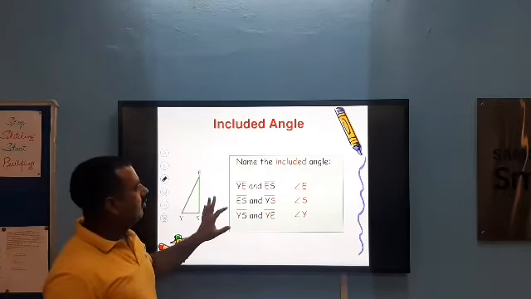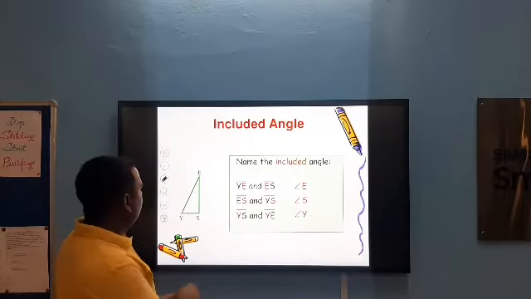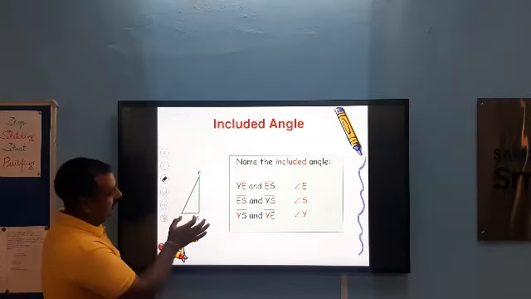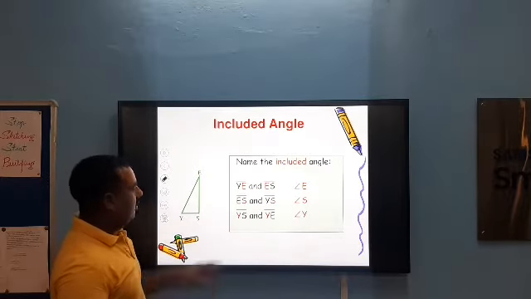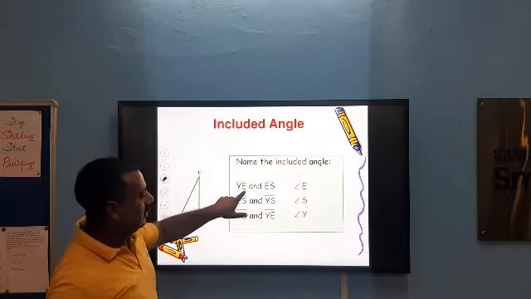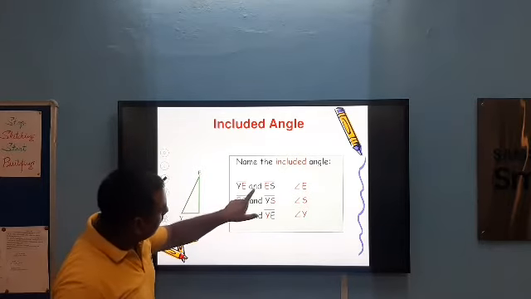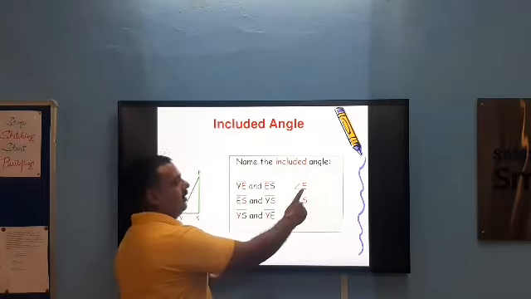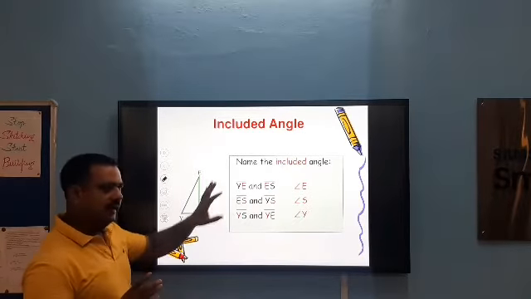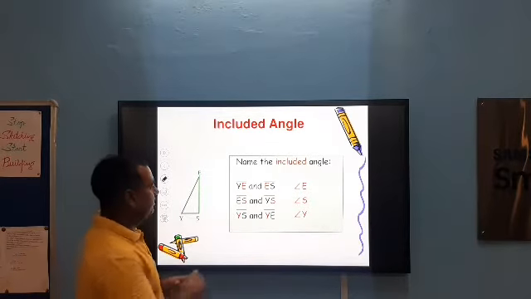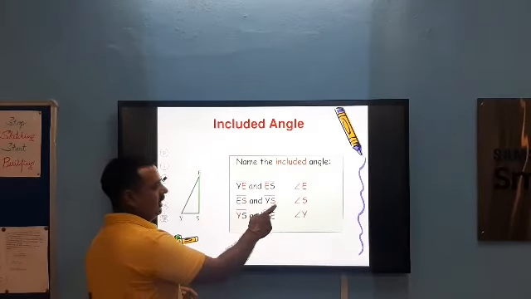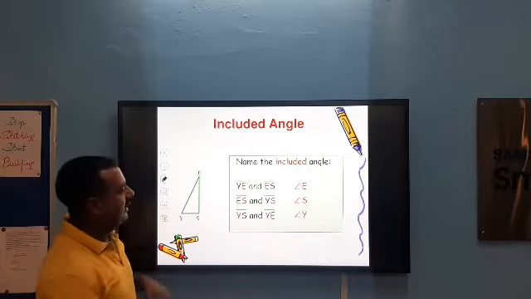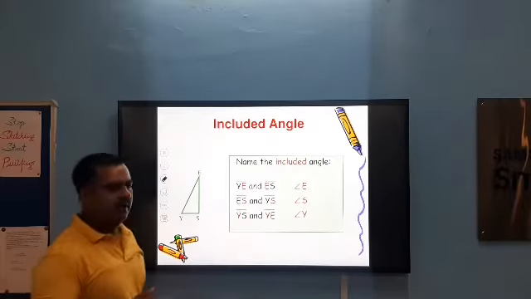Now name the included angle like that. In this triangle YES, if we take YE and ES, here we represent side with 2 alphabets, and the alphabet which is common between 2 sides is the included angle. We can learn this like that also. ES and YS. If we take two sides, ES and YS of this triangle, then angle S is included angle, and so on.